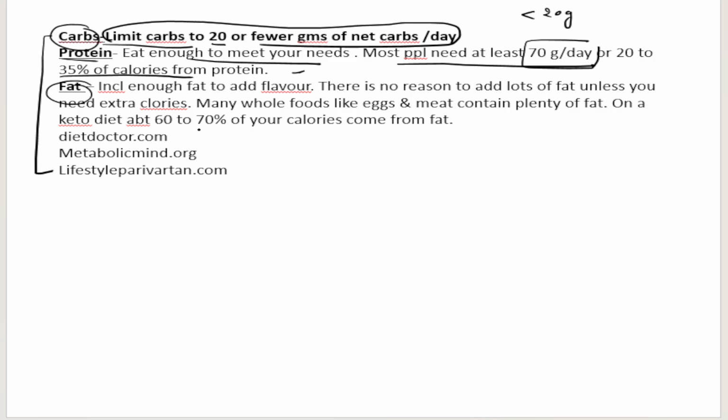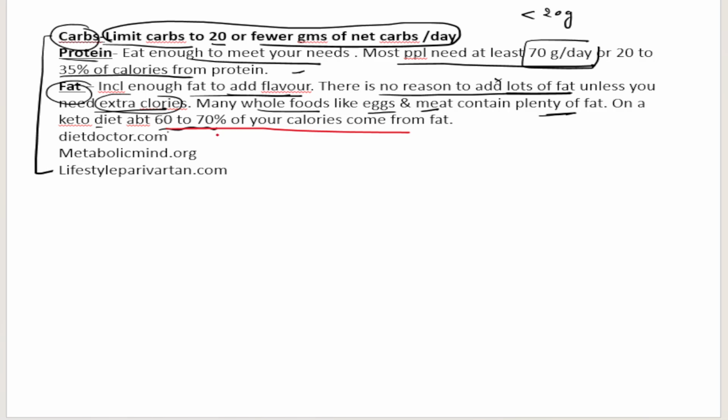And in the case of fat, in a keto diet, about 60 to 70% of your calories come from fat. Add enough fat to add flavor. There is no reason to add lots of fat unless you need extra calories from fat. Many whole foods like eggs and meat contain plenty of fat.